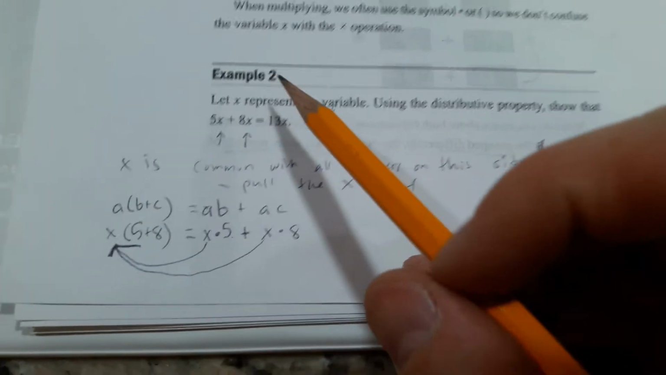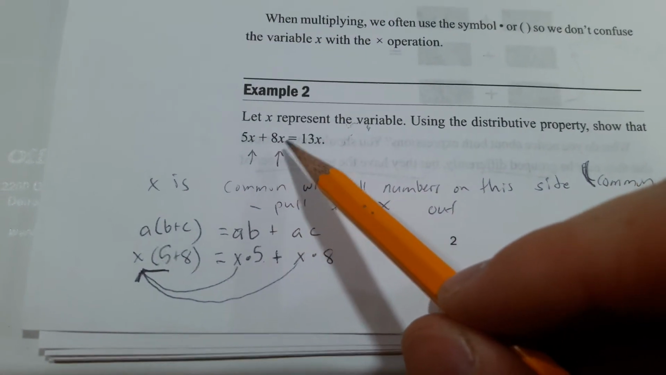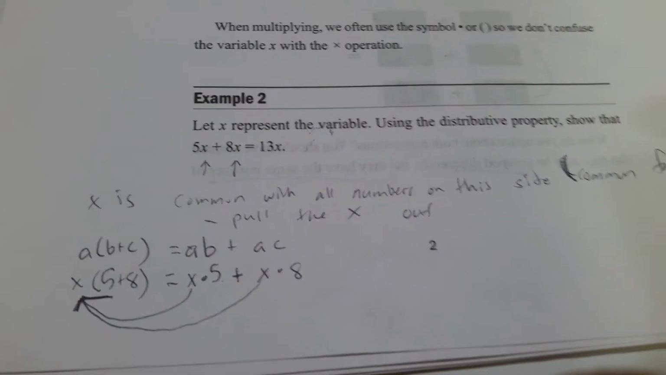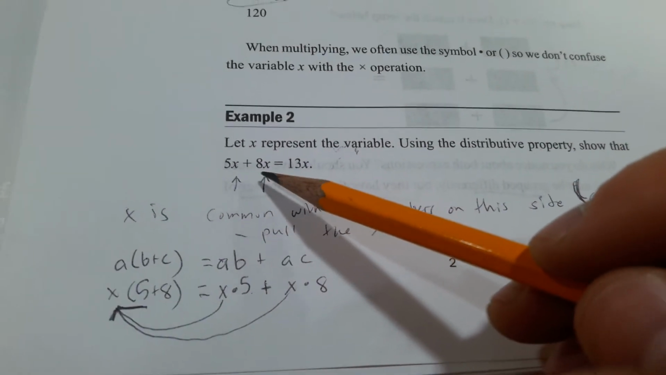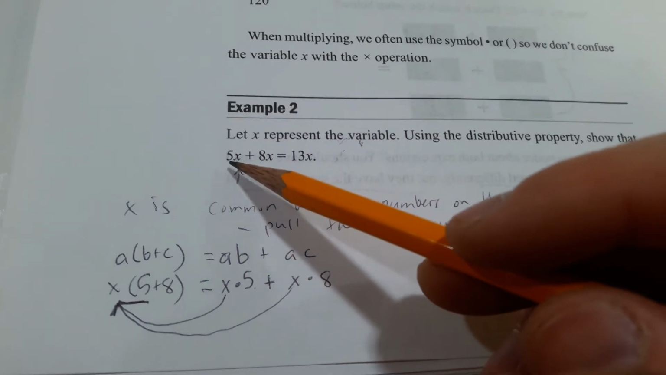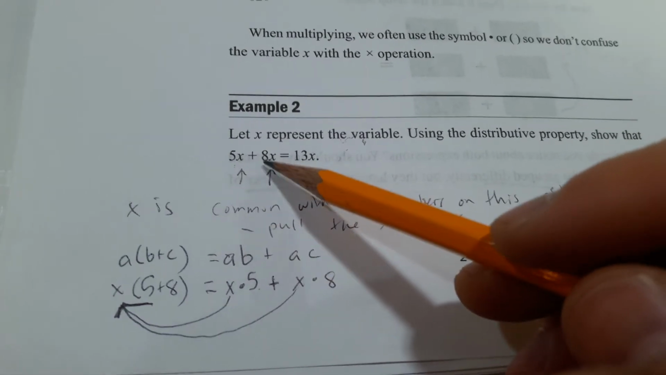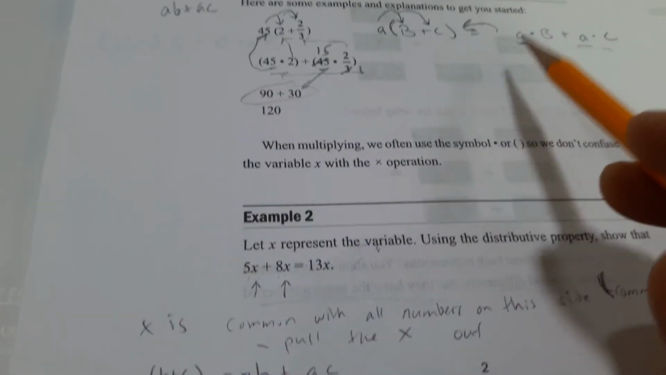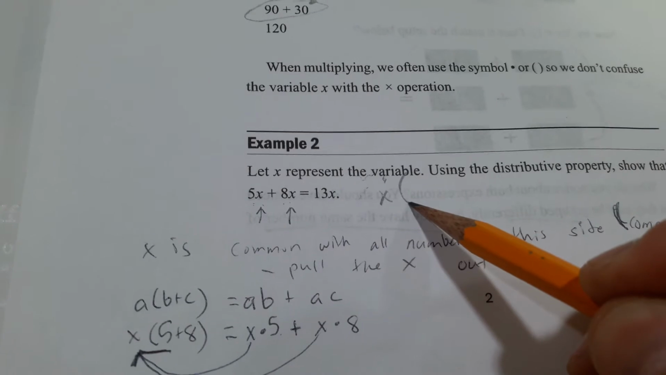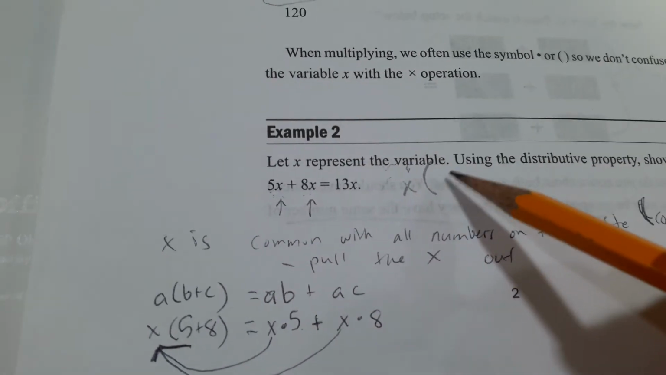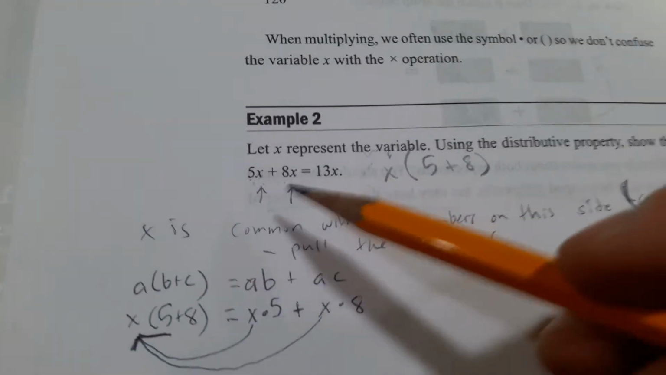So for this one, we have 5 times x plus 8 times x equals 13x. We are going to show this with the distributive property, because we could just add 5x plus 8x, and that would be 13x, but we want to show it with the distributive property. So what's common? There's not a 5 in both of these, because this is a 5 and an 8. But there is an x in both, so we can pull out the x just like we pulled out the A. We pull the x outside the parentheses, and then multiply it by whatever is different, the 5 and the 8. So it's 5 plus 8.